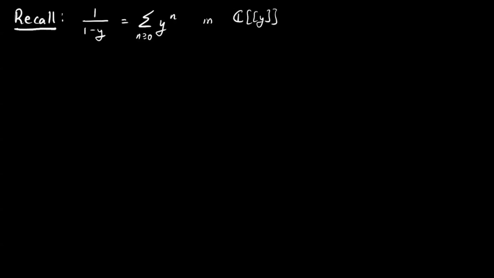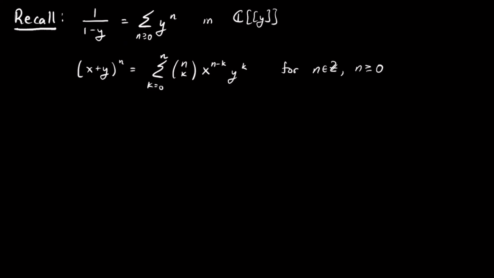Okay, and so to get our result, we actually need to recall two basic facts. First is that when we look at 1 over 1 minus y, we're looking at the multiplicative inverse of 1 minus y in the ring of formal power series, and this is just our geometric series. So 1 over 1 minus y is going to be interpreted as the sum of y to the n, where n is bigger than or equal to 0. And the other thing we need to recall is our binomial formula. So x plus y to the n is just given by the following formula. So it's the sum of n choose k, x to the n minus k, y to the k, where k goes from 0 to n. And here we're assuming that n is a positive integer, or n is a natural number.